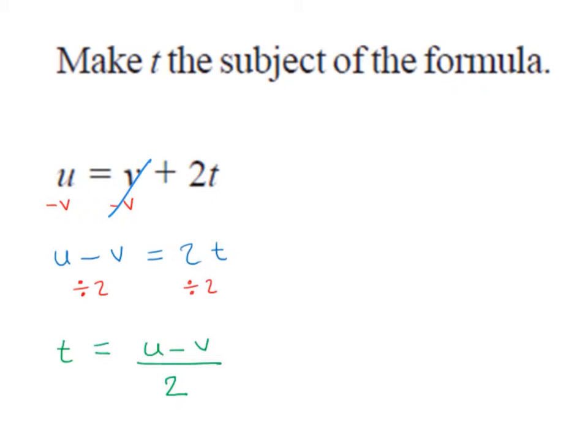Now to get rid of the 2, I'm going to have to divide by 2, and they're going to cancel out. But if I divide by 2 on the right of the equal sign, I must divide by 2 on the left of the equal sign. So I'm left with U minus V divided by 2, so I'm going to get T equals U minus V over 2. So now T is the subject of the formula.